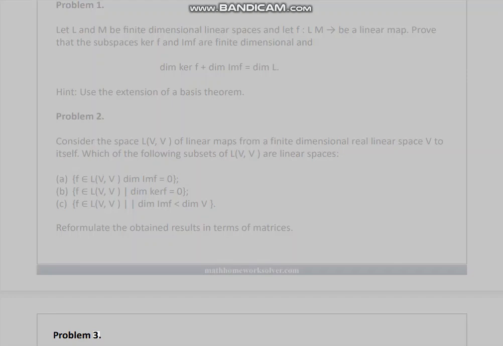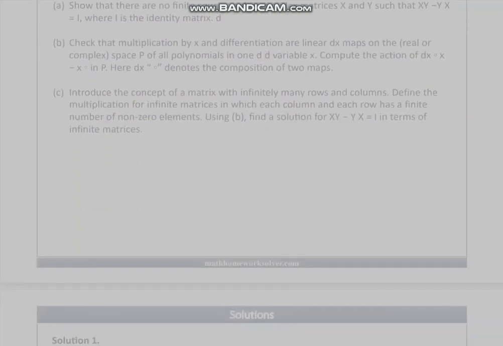Problem 3. A. Show that there are no finite square real or complex matrices X and Y such that XY minus YX equals I, where I is the identity matrix.